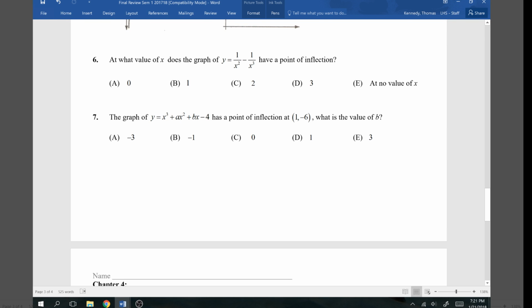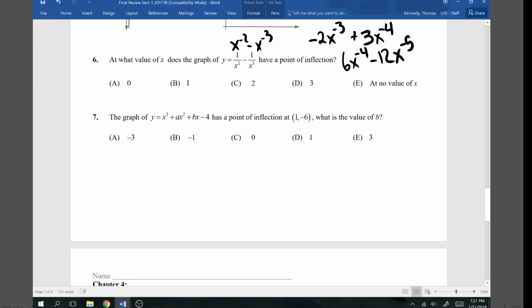All right, so for 6, it says, at what value does this have a point of inflection? This is way easier to write as x to the -2 minus x to the -3. Wait. Her velocity doesn't decrease, her acceleration does. Oh, word. So I pull down the power and drop the power by 1 and pull down the power, whoops, that becomes a plus, and drop the power by 1. And then I do this again, and I get 6x to the -4, pulling down the -3 and killing the negative, and minus 12x to the -5.